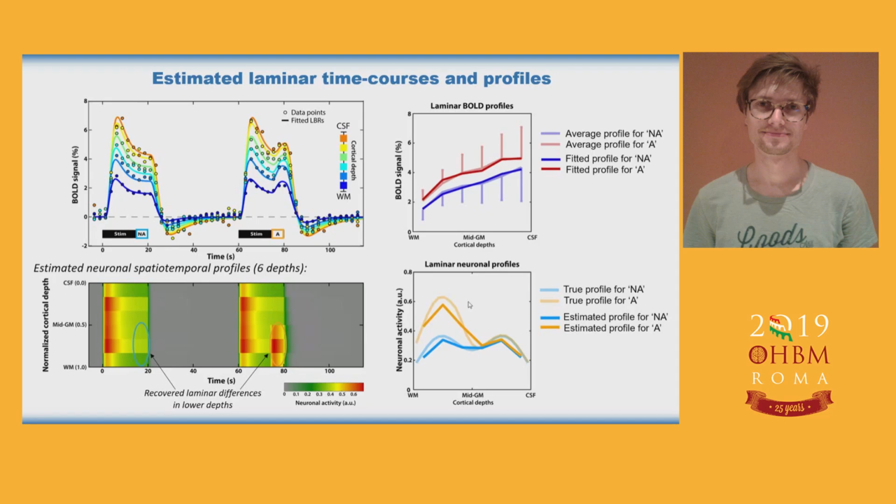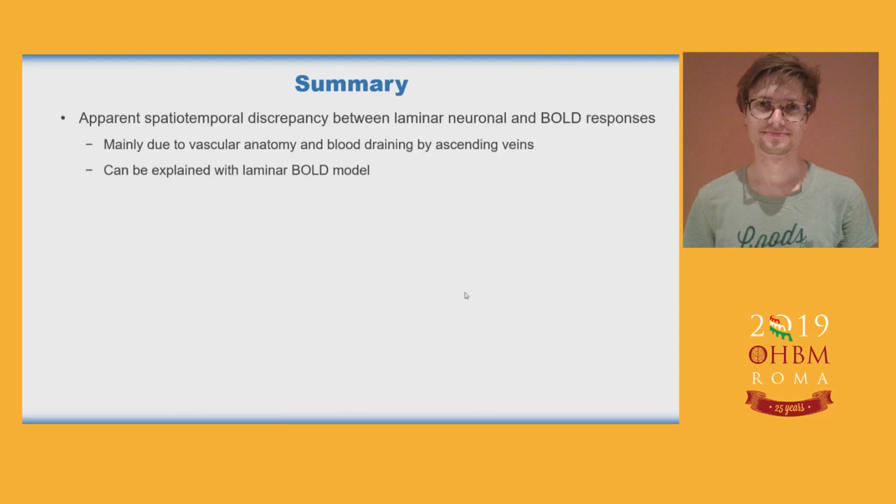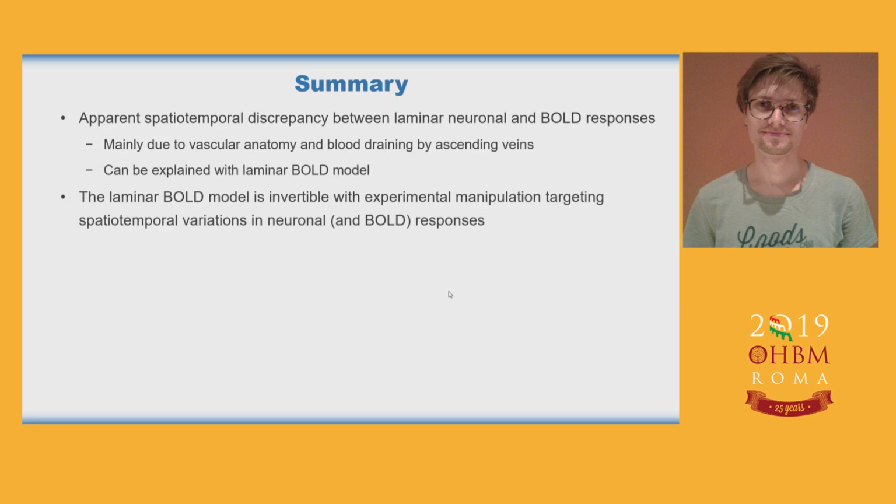So with that, I would like to summarize that there is an apparent spatio-temporal discrepancy between the laminar neuronal and BOLD responses, and this is mainly due to vascular anatomy and blood draining by ascending veins. And we can actually explain this with a laminar BOLD model. I also showed you that although that model is invertible, we need experimental manipulation that targets spatio-temporal variations in the neuronal and BOLD responses to do that.